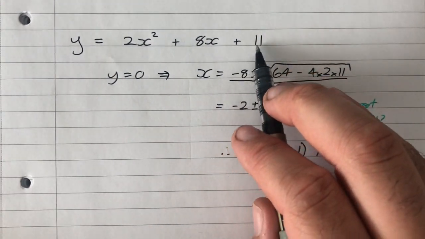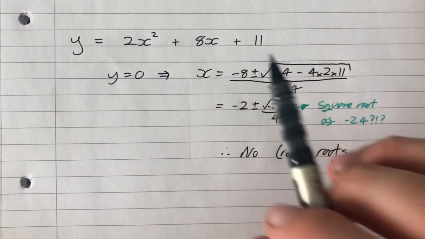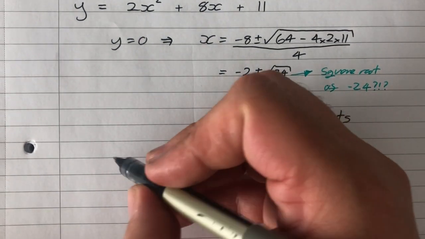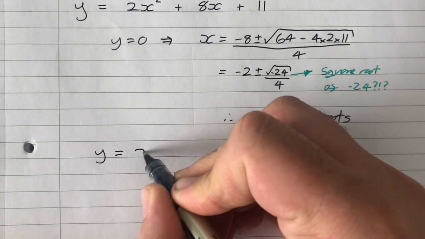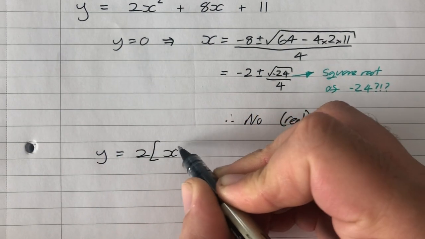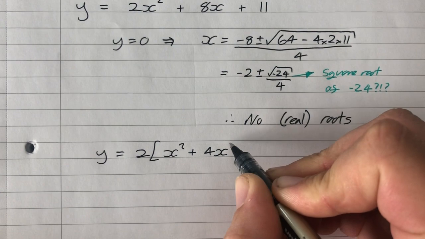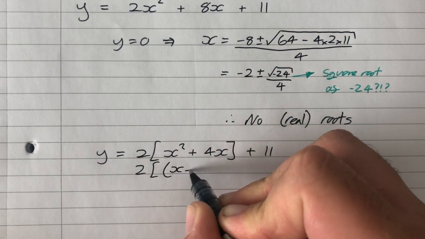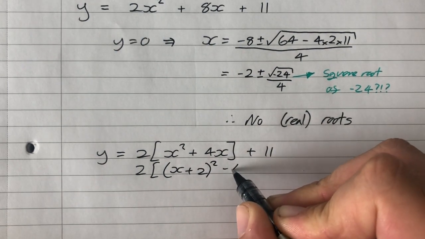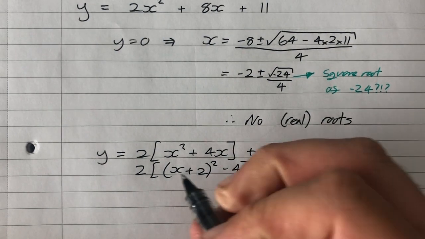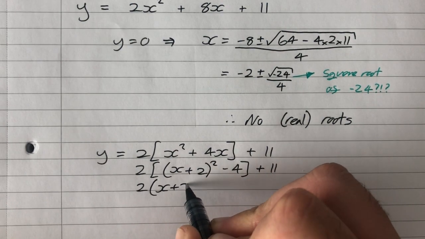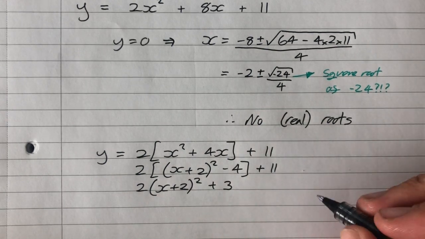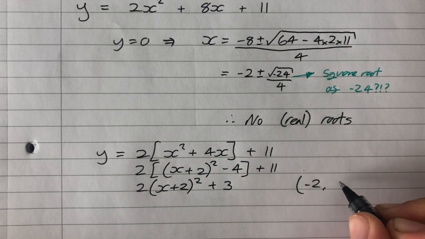It's going to cross 11 on the y-axis because that's the value of y when x is 0. And we can complete the square to find the coordinates of the turning point. So y equals 2 into x squared plus 4x plus 11, 2 x plus 2 squared minus 4 plus 11. So that's going to be 2 into x plus 2 squared. That's going to be minus 8, plus 11 is plus 3. And we can see that the coordinates of the turning point here are minus 2, 3.